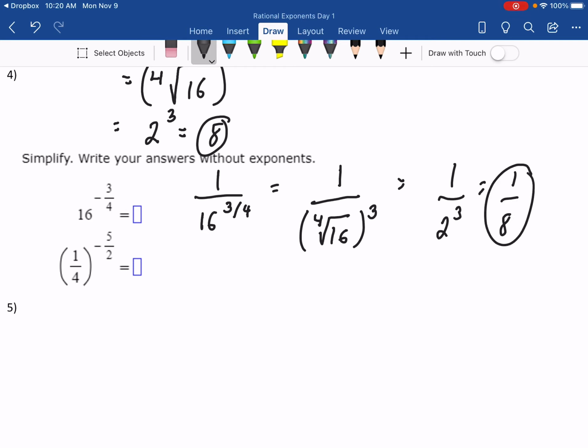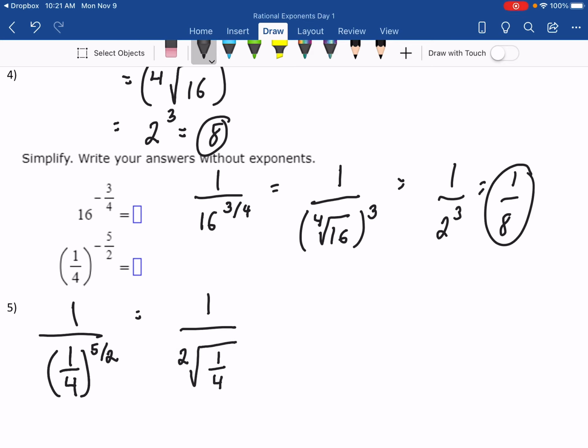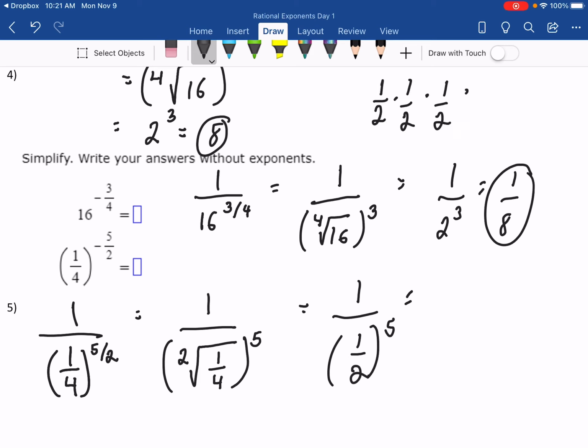All right, number 6, 1/4 to the negative 5/2 is 1 over 1/4 to the positive 5/2. That's going to be 1 over the square root, the second root, of 1/4 to the 5th. Okay, what's the square root of 1/4? Well, that's going to be 1/2, because 1/2 times 1/2 is 1/4. So it's going to be 1 over 1/2 to the 5th. 1/2 to the 5th is 1/2 times 1/2 times 1/2 times 1/2 times 1/2, which is 1 over 2 to the 5th power, 4, 8, 16, 32. So 1 over 1 over 32, which is just 32.